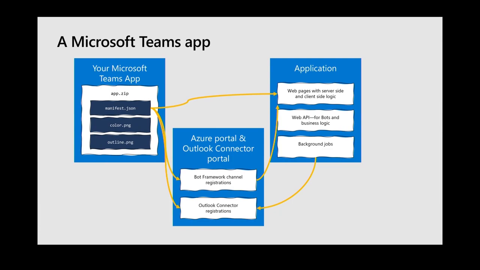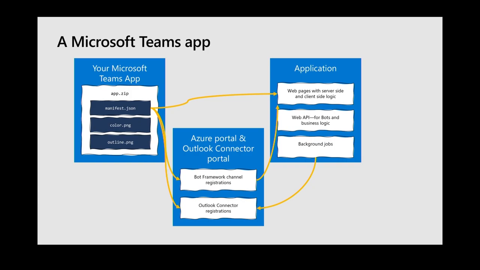So a Microsoft Teams app, I need to go through this fairly quick. This is the architecture of a Microsoft Teams app. On your left-hand side, you have the application for Microsoft Teams. It's very simple. It's a JSON file and 2 images. It's nothing more than that. That's the stuff you install into Microsoft Teams.